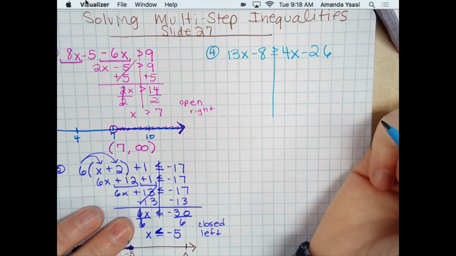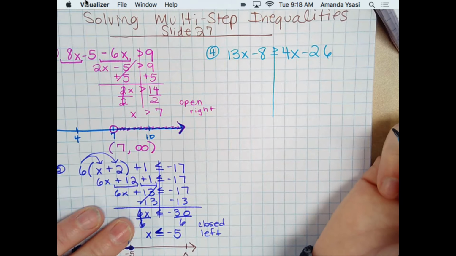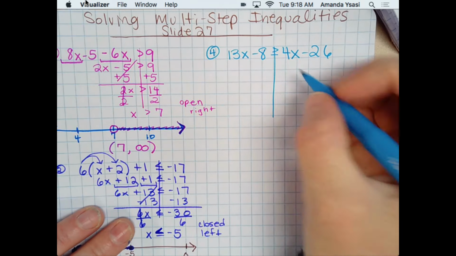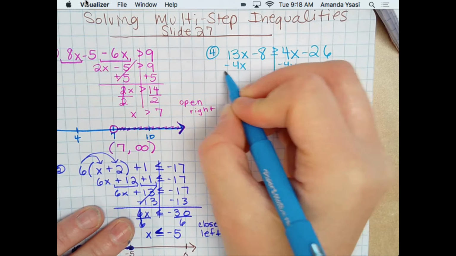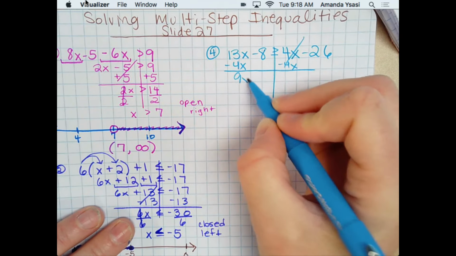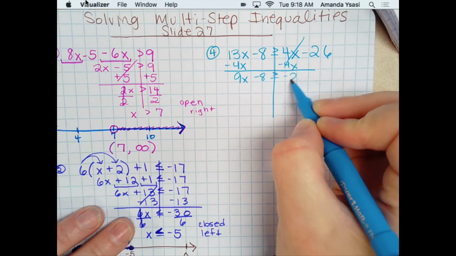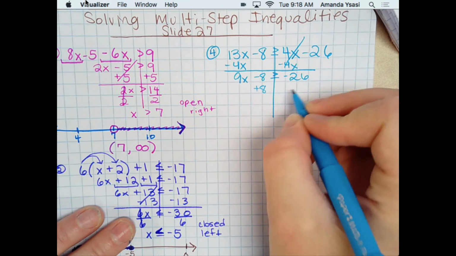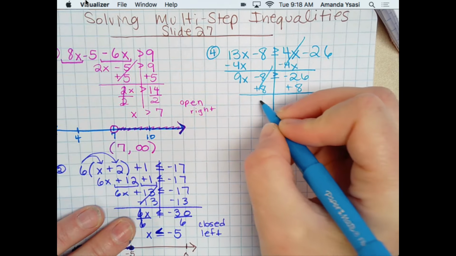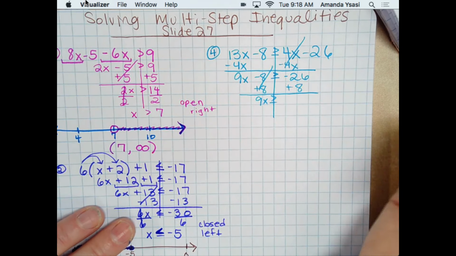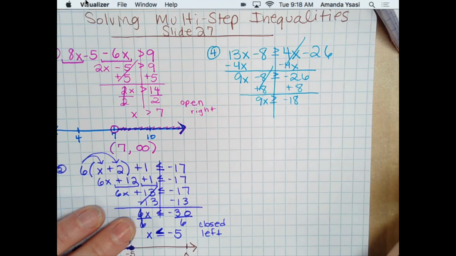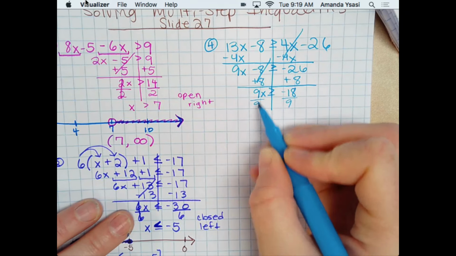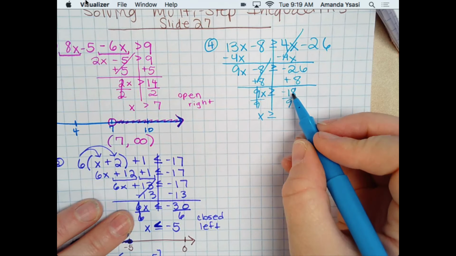Okay, so what do I need to do first? X is on the same side, so I need to get every X to the left side. So minus 4X. 9X minus 8 greater than or equal to negative 26. Add 8 to both sides. Negative 26 plus 8? Negative 18. Then divide by 9. Negative 18 divided by 9. Negative 2.